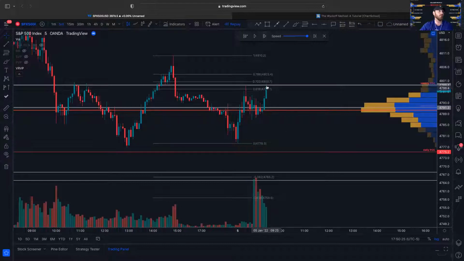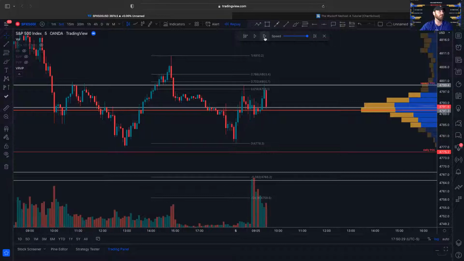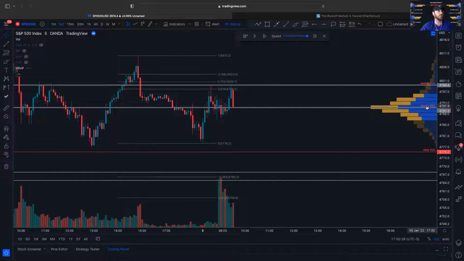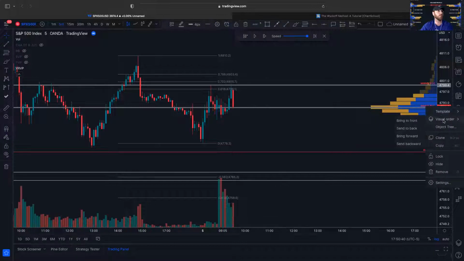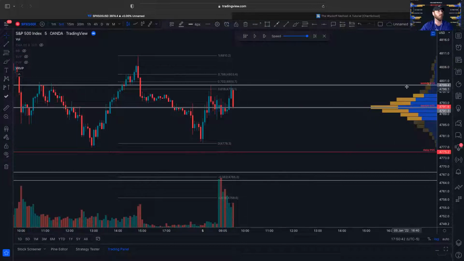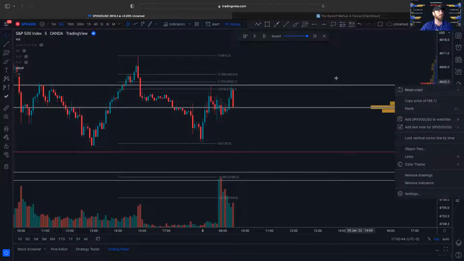Okay. At this point, you still got to play the 78.6 if it gets there. But again, the weekly POC rejects it. Now we're back into here at this other weekly POC that you can't really see. Let's bring this to the front.